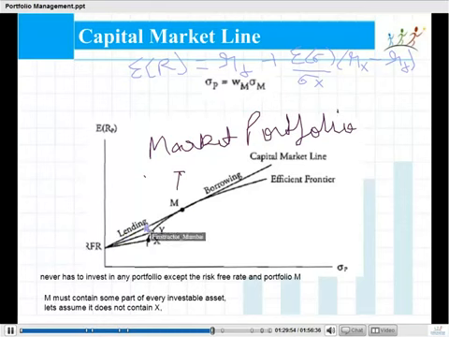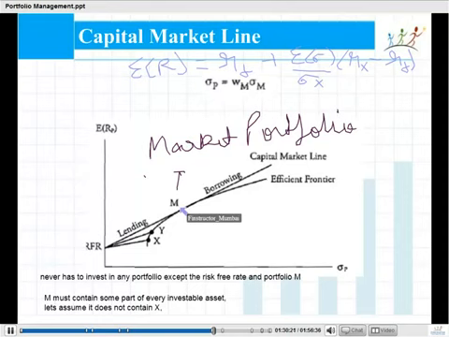That is, the best combination of risk and return, which is the capital market line, can be created by investing in portfolio M and the risk-free rate. So no matter how much risk he wants to take, all he has to do is borrow at the risk-free rate and invest in portfolio M. So every investor in the world is only going to invest in some combination of M and the risk-free rate.